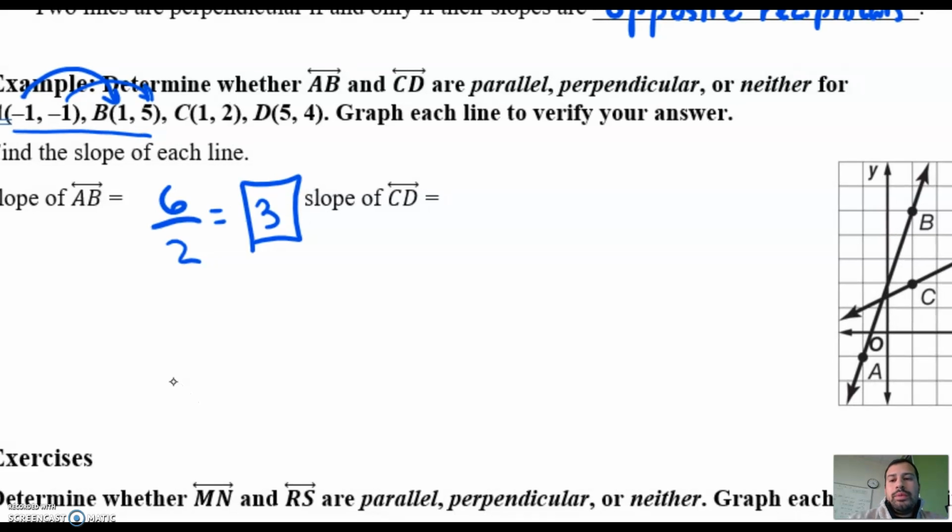okay, so looking at points C and D here, from 2 to 4, it went up 2 units. And then from 1 to 5, it went up 4. Okay, so the change in the y's was 2, the change in the x's was 4. That's giving me 1/2.